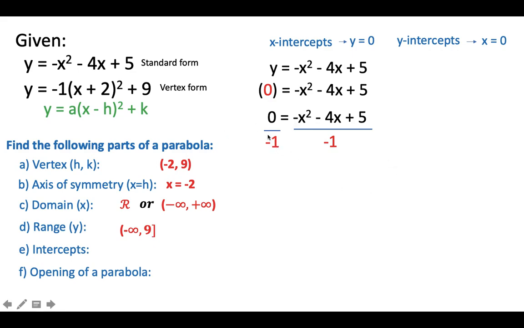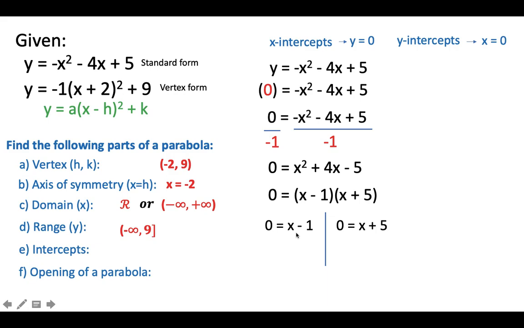Okay, so this one is 0, then this one negative times negative is positive, negative times negative is positive, positive times negative is negative. So finally our quadratic term is now positive, and we can simply factor this into quantity x minus 1 times quantity x plus 5. Then equate each binomial to 0. So x minus 1, add 1 to both sides so that x is left and the value is 1. On the other side, subtract 5 from both sides, so x is equal to negative 5. So our x-intercepts here are 1 and negative 5.